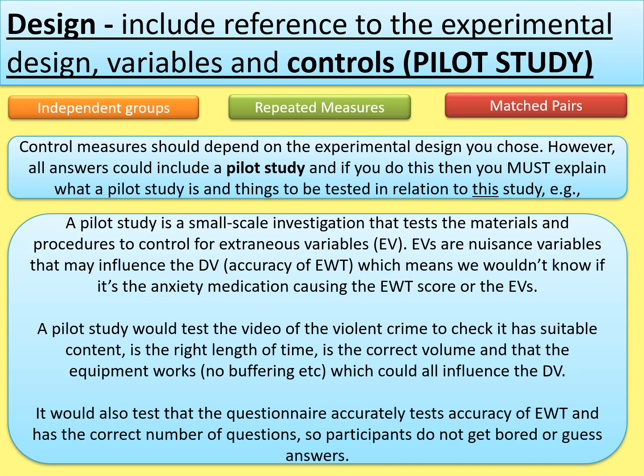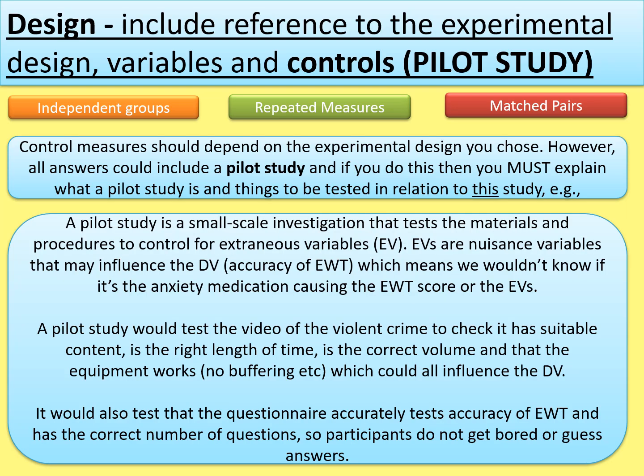So that's what it is. And then you have to say what you would test in a pilot study in this particular investigation. So what materials and procedures in this investigation would influence the DV. A pilot study would test the video of the violent crime to check it has suitable content, is the right length of time, is the correct volume, and that the equipment works, so no buffering, which could all influence the DV. So the pilot study is getting rid of any nuisance variables.